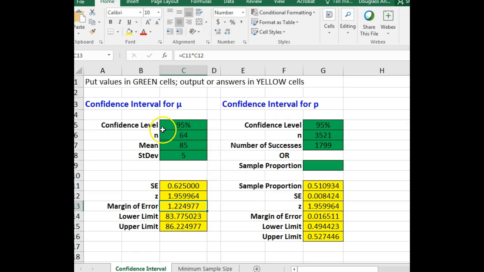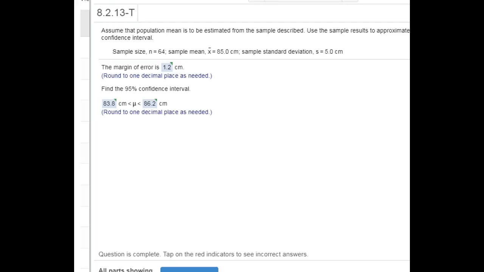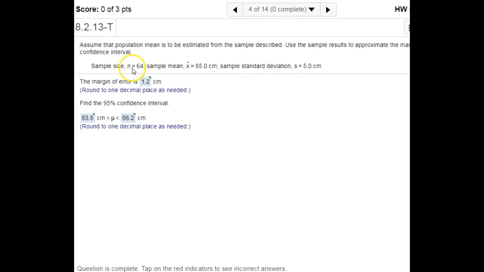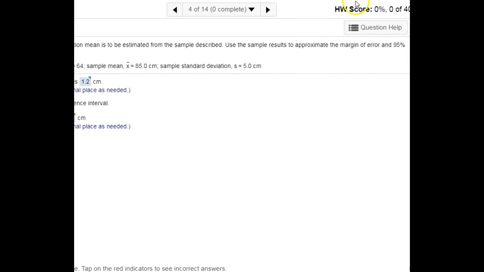So the confidence level is stated in the problem as 95%. The sample size N is stated as 64. The sample mean is 85, and the sample standard deviation is 5. And we can confirm all those values. Those are just what is stated right here in the problem, and it said 95% confidence.